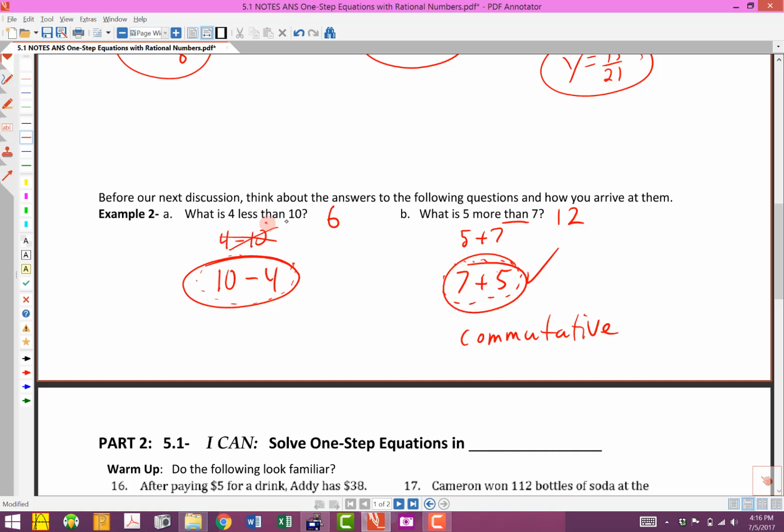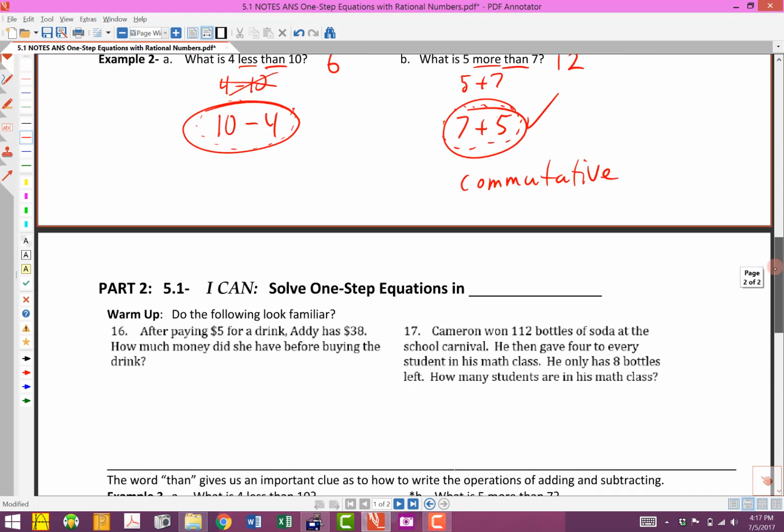is this right here. So whenever you see the word than in a story problem or in context or something like that, that gives you a hint that you're going to switch the order. We're going to take the two of these, switch them around and do a subtraction problem because it's less. And we're going to take the two of these and switch them around and add them because it's more. So keep that in mind.